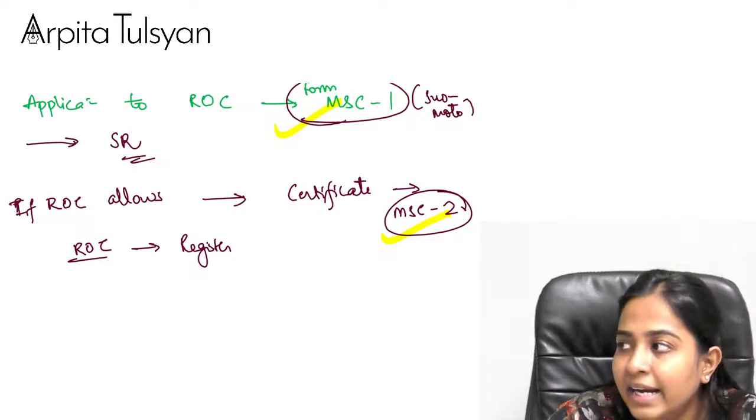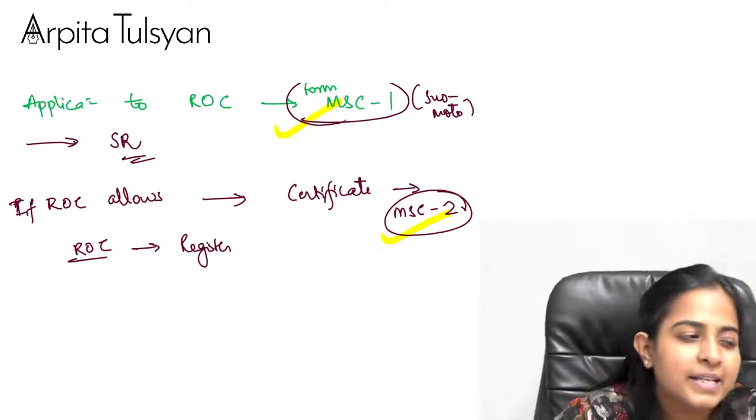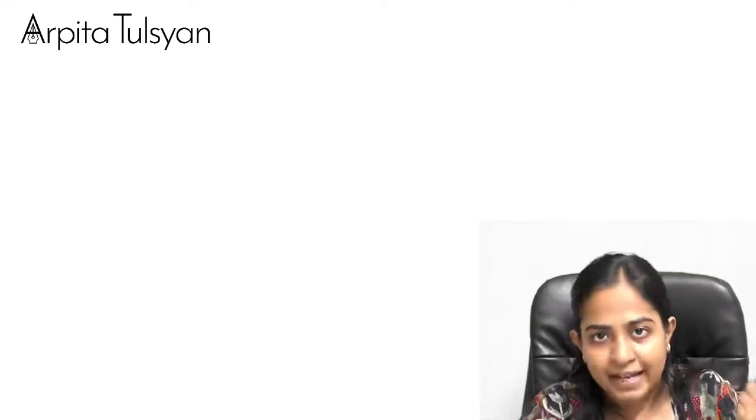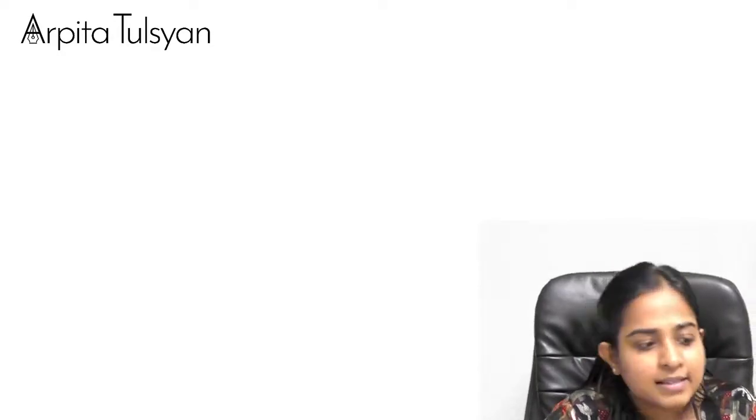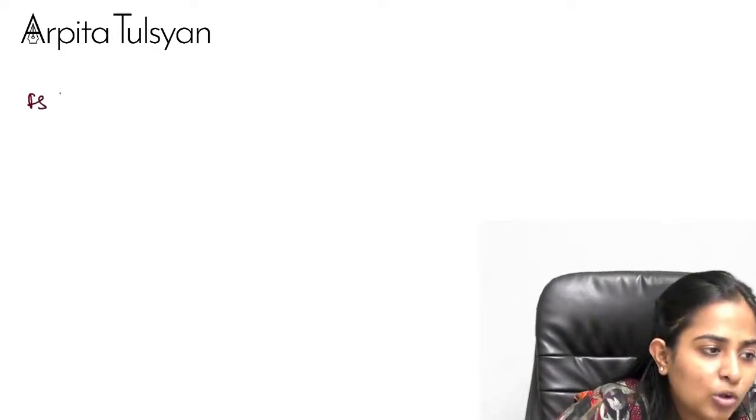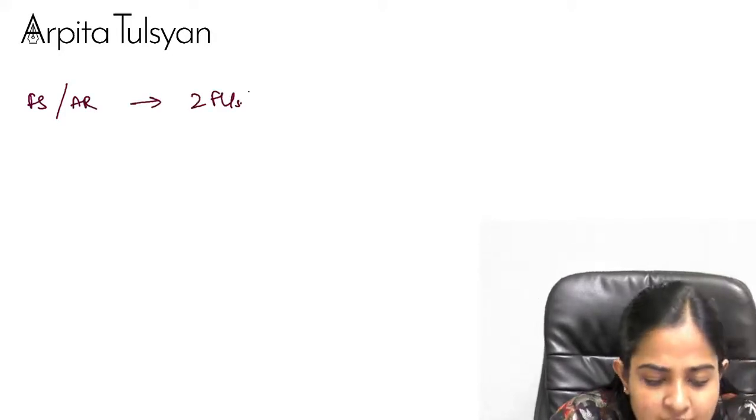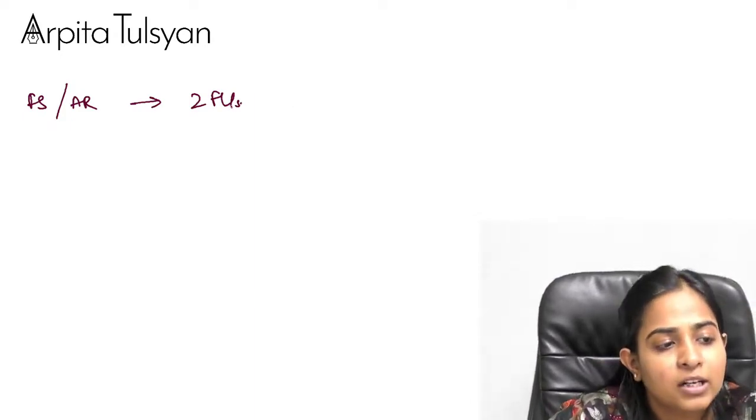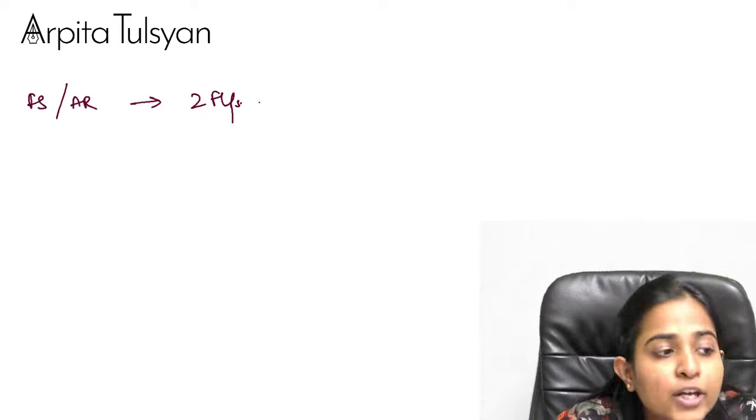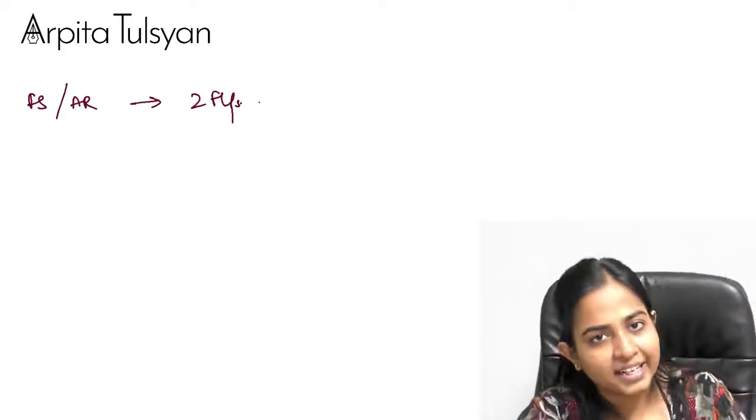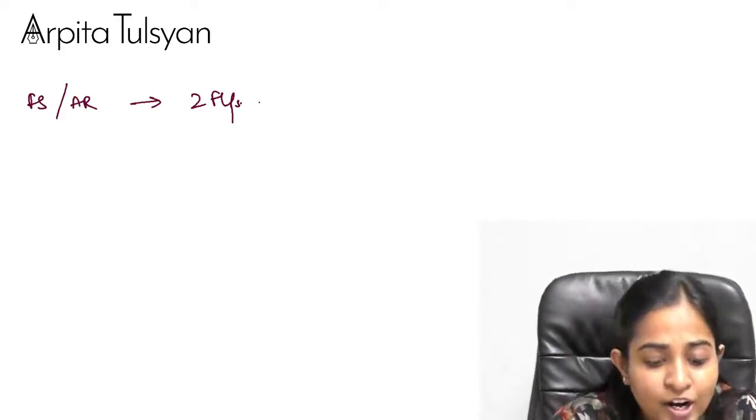Here we made an application to the ROC that, sir, please grant us the status of a dormant company. Can the ROC also put my name in the register of dormant companies suo moto? Like here the company made an application, can the ROC also do that? Yes, there is one such circumstance: if a company is not filing the financial statements or the annual returns for 2 financial years, then the ROC will issue a notice to the company that you haven't filed for the last 2 years. It will give a kind of notice asking: do you want to file it now, or should we put your name in the register of dormant companies?